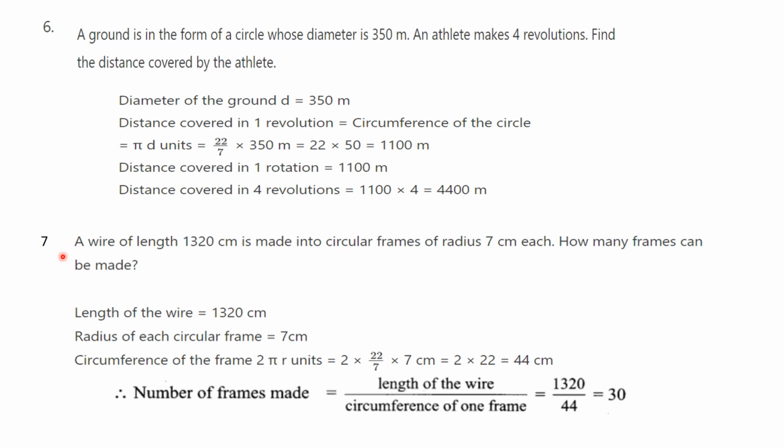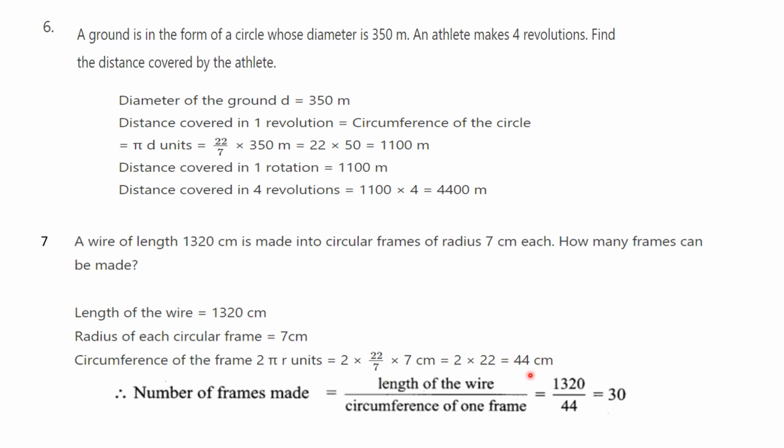Next, a wire of length 1320 centimeter is made into circular frames of radius 7 centimeter each. How many frames can be made? So first, length of wire is 1320 centimeter. Radius of each circular frame is 7 centimeter. Therefore circumference of the frame is 2 pi r. Therefore 2 into 22 by 7 into 7. 7 and 7 cancel, you get 44 centimeter.